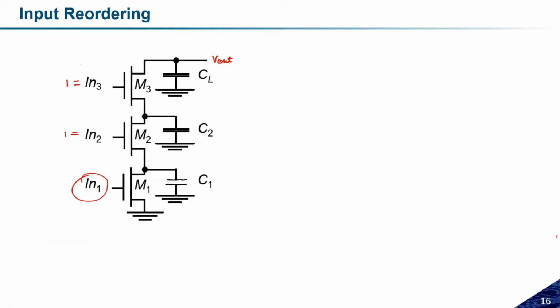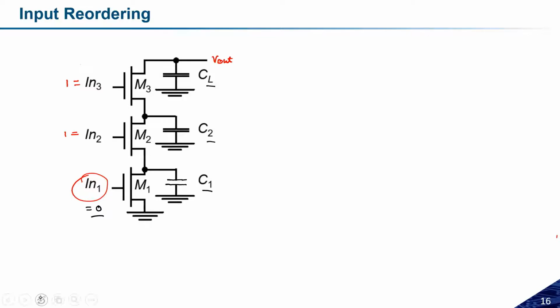Okay, so suppose I have all these capacitors. Let us assume that if IN1 is equal to 0, then this CL will not be discharged, this C2 will not discharge, and this C1 will not discharge, because all the internal nodes will have some capacitances. So C1, C2, and CL, these all will not discharge.